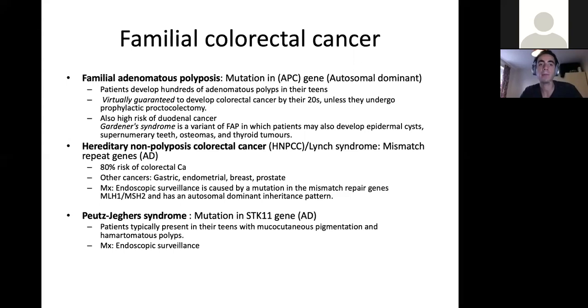So in FAP, familial adenomatous polyposis, the management tends to be surveillance until adult age, and then the patient has prophylactic surgery because almost all of them will develop malignant disease. In the other two, the management tends to be more surveillance as well.